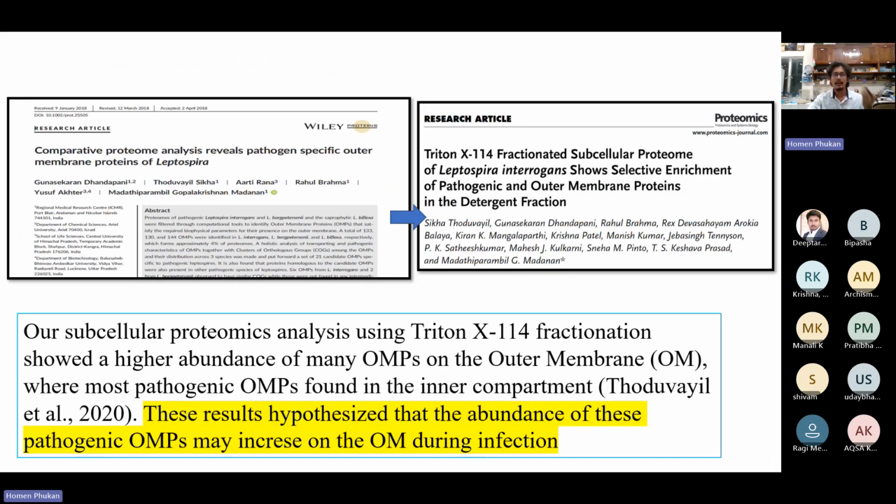And our lab has been continuously working for the past 10 years. Earlier work on subcellular proteomics analysis using Triton X-114 fractionation showed a higher abundance of outer membrane proteins on the outer membrane, and most of the pathogenic proteins were found in the inner compartment. And it was hypothesized that this pathogenic protein abundance may increase when these bacteria encounter a pathogenic environment.